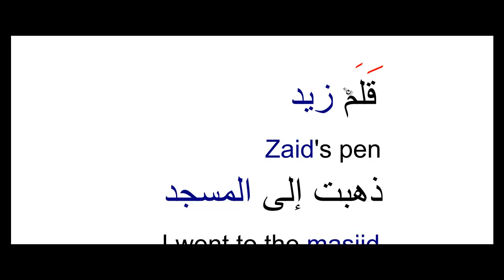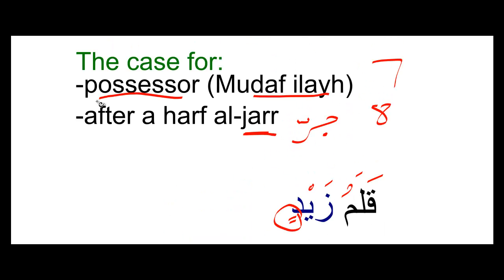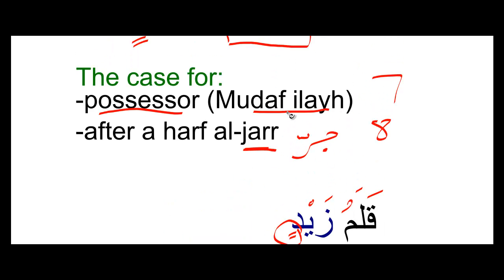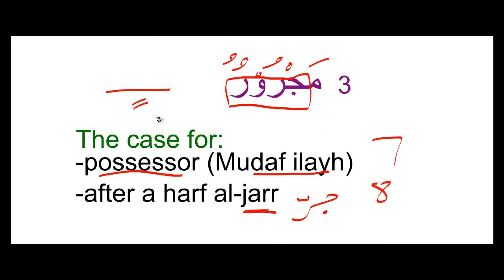So for example, we have qalamu Zaydin, Zayd's pen. And so because Zayd is in possession of the pen, he takes the case of majroor and gets two kasras. So because we knew that Zayd was the possessor, he was the mudaf ilay, he takes the case of majroor and then it's identified by two kasras.